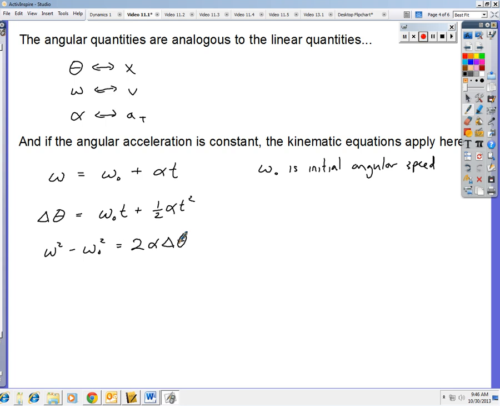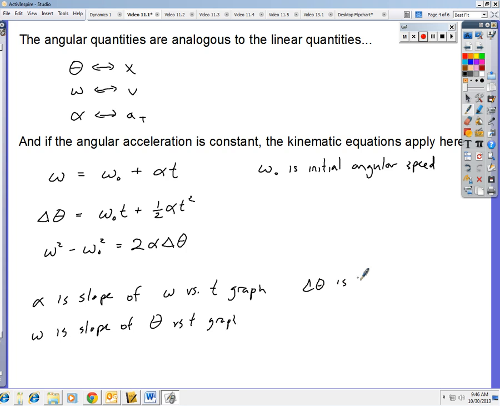But now there's some other things. Let's say we have a graph of omega versus t. Well, if we have a graph of v versus t, a is the slope of that. So alpha is the slope of the omega versus t graph. Omega is the slope of a theta versus t graph. And also, delta theta is the area under an omega versus t graph.